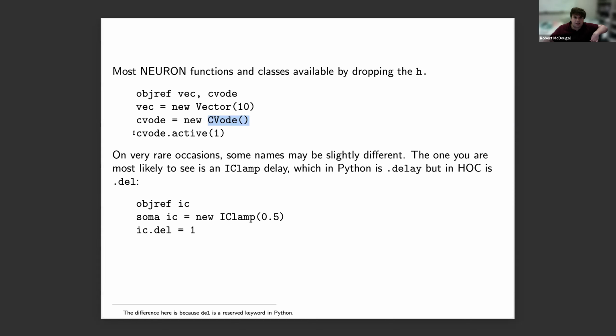I guess the other gotcha is, in Python, if I created my CVode object, cvode equals h.CVode, then you'd say cvode.active(True). But there is no True, so the corresponding thing in HOC is 1. Or cvode.active(False) becomes cvode.active(0). But generally speaking, there's a fairly direct translation from Python to HOC.